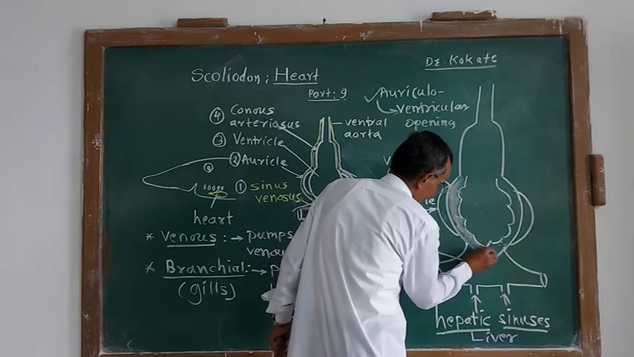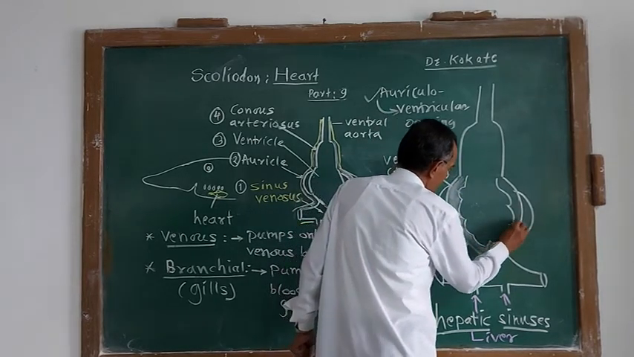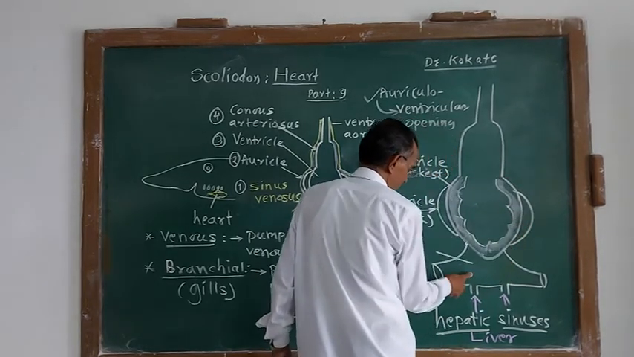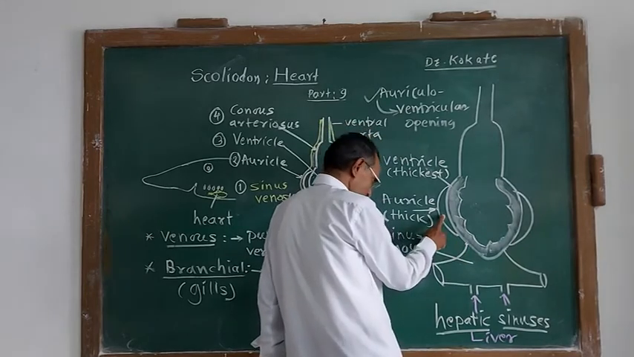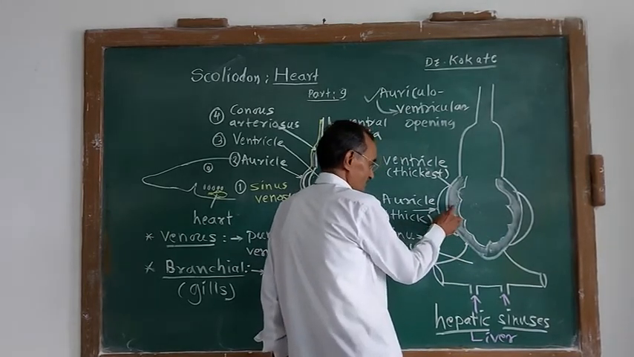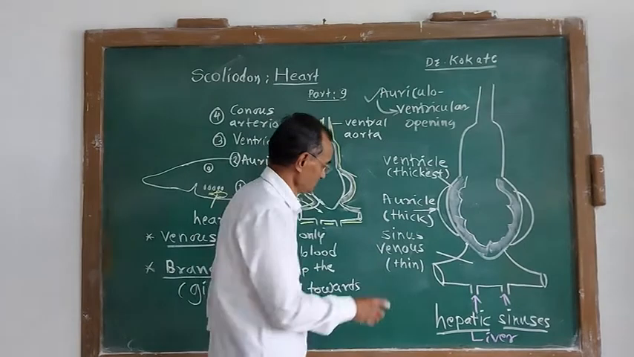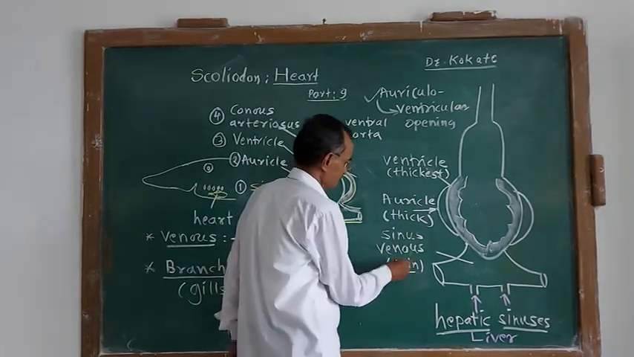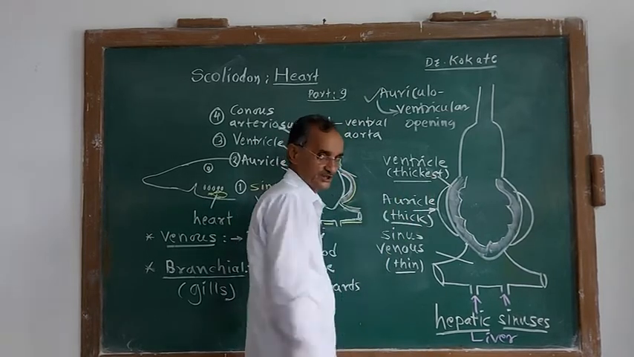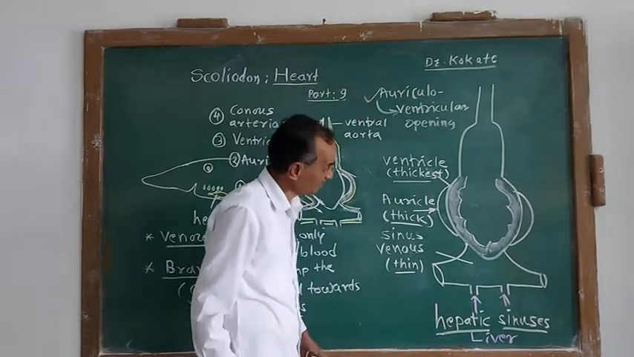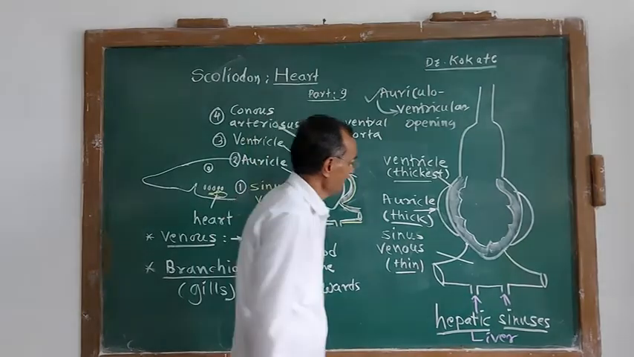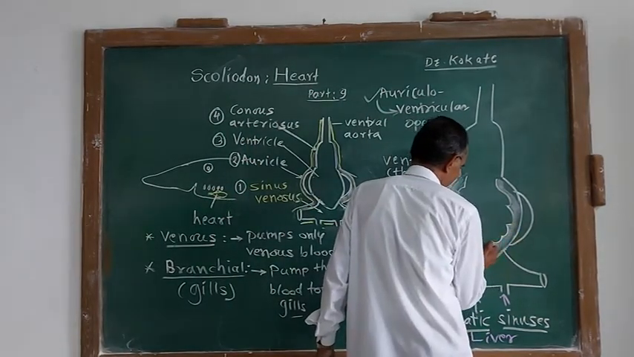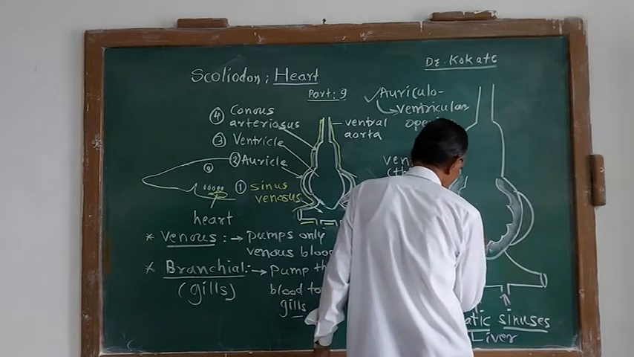So the ventricle is thickest. What does it mean? It means that the wall of the ventricle is thickest compared to the sinus venosus and the wall of the auricle. The wall of the ventricle is thicker. So this is thin, thick, thickest. The wall of the ventricle is thickest of all chambers.